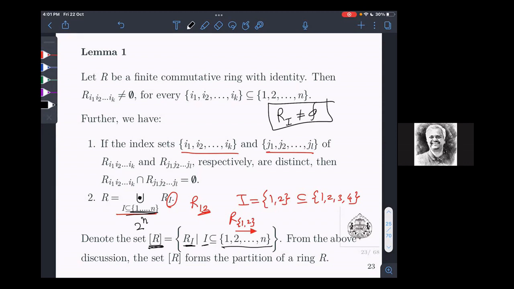But as far as partition is concerned, yes, what you are saying is correct. I can go for Artinian rings. That won't be any trouble as such. And partition will also be finite. Yes, even for Artinian ring.